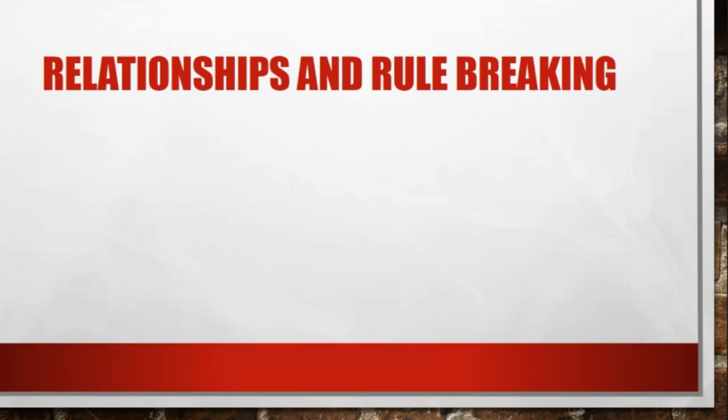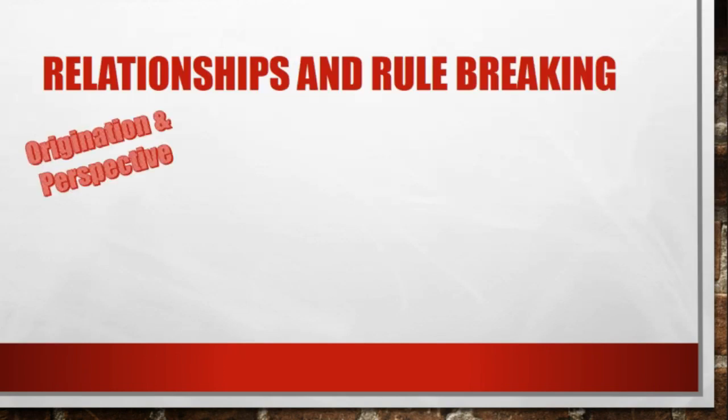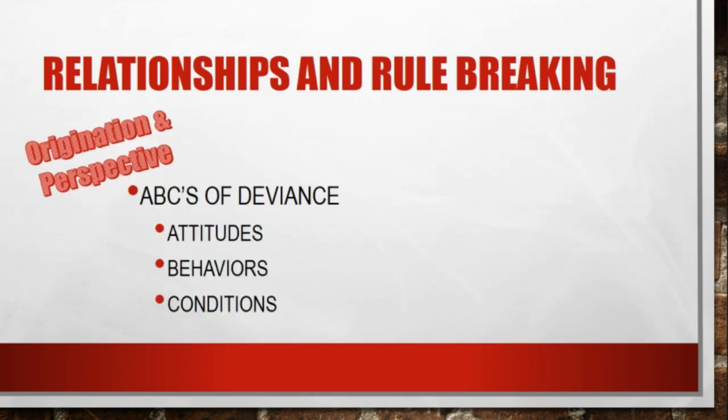Now we're going to talk about relationships and role breaking. The study of deviance is really looking at how these things have become known as deviant. To understand that, you first have to understand the origination, so where something is coming from, and the socially constructed perspective of what we refer to as the ABCs of deviance. These ABCs are attitudes, behaviors, and conditions.